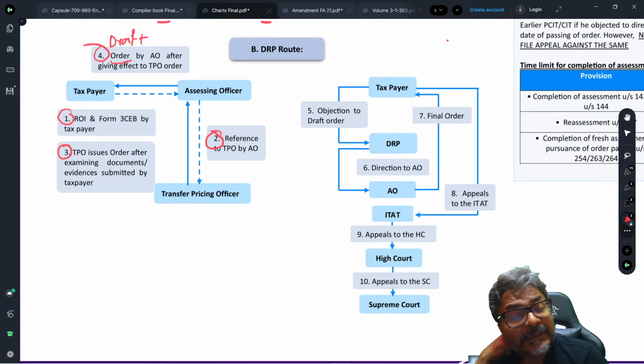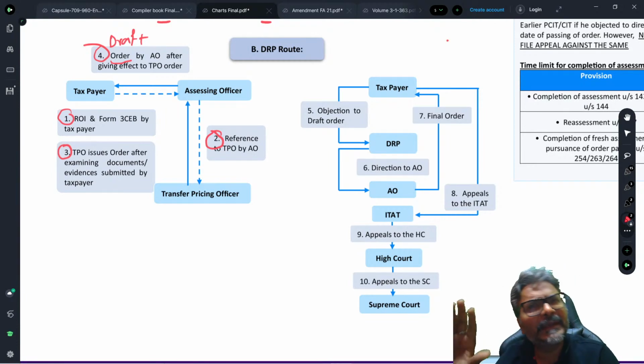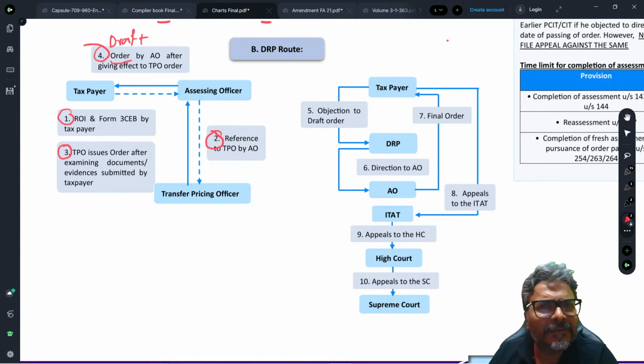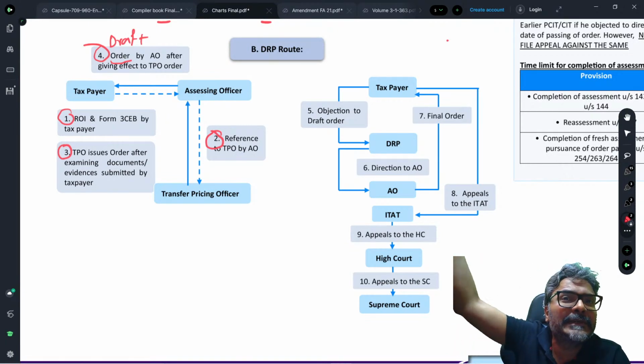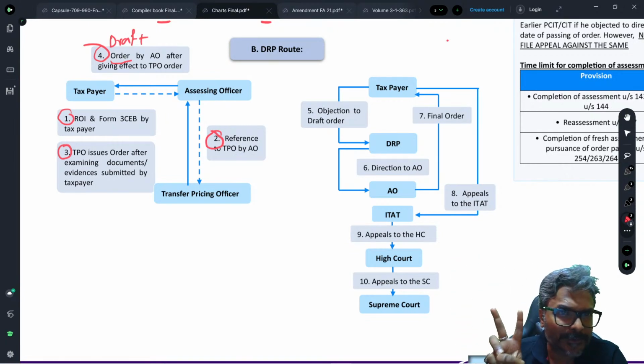But if supposedly the SSC does not want to go to the DRP, he can remain silent. He can just keep quiet. What happens? This DRP draft order automatically will become the final order. And once it becomes a final order, accordingly you can then file an appeal before the CIT appeal. So here you have two options now.